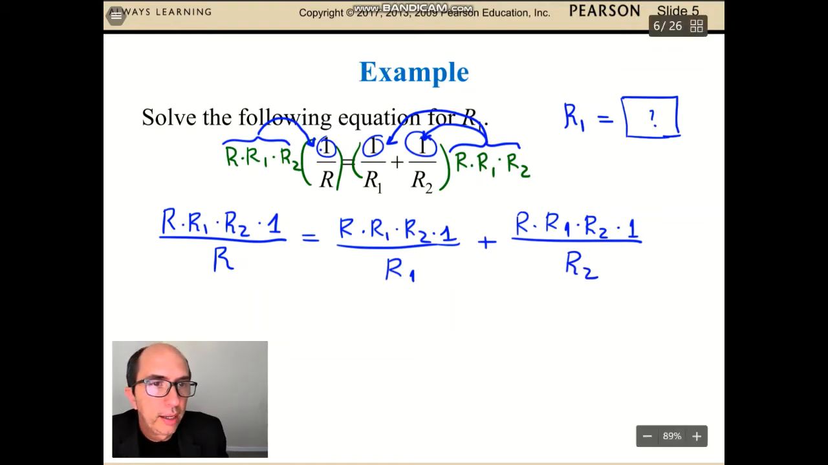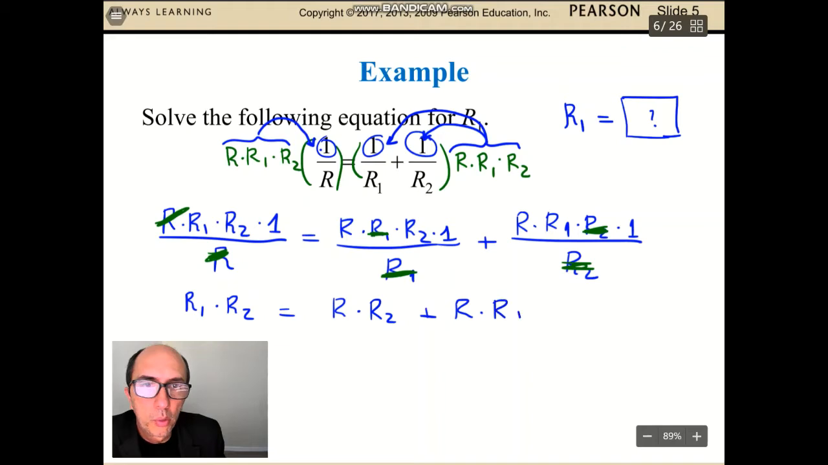We can simplify this R here with that. We can simplify R1 here with that. And we can simplify R2 here with that. Okay? Let's rewrite what remains. Remains R1 times R2 on one side, and R times R2 plus R times R1. Great, but remember that we are solving this for R1.